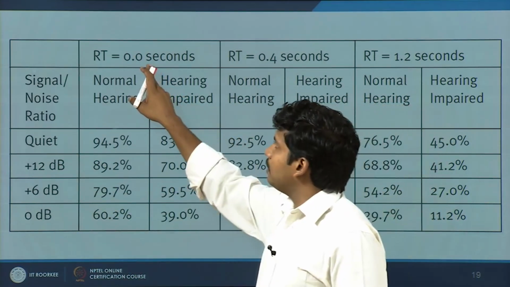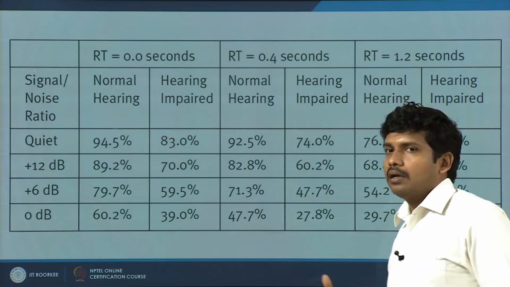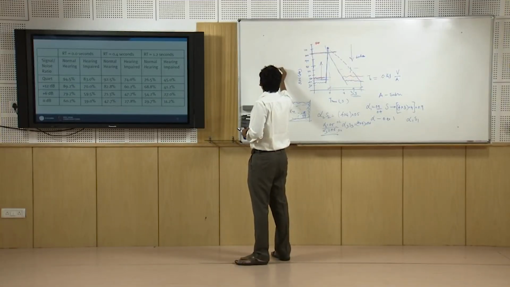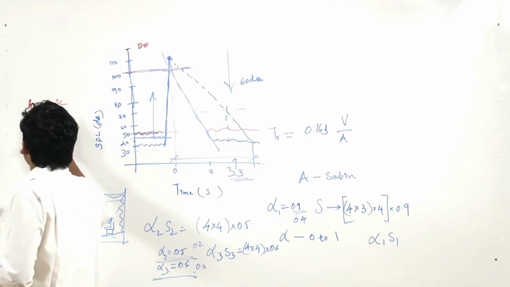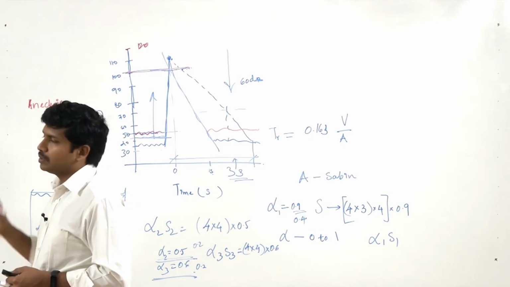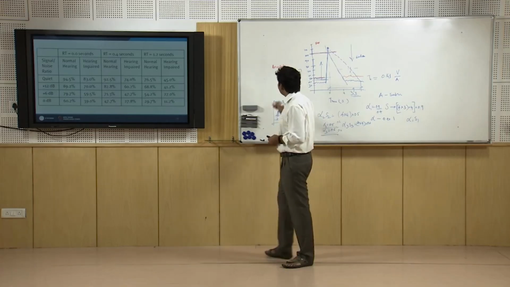When I say 0 reverberation time, there are specific spaces in the laboratory called anechoic chambers. Anechoic chambers are chambers where the reverberation time is very close to 0. I will show you a few pictures when we talk about acoustic material.